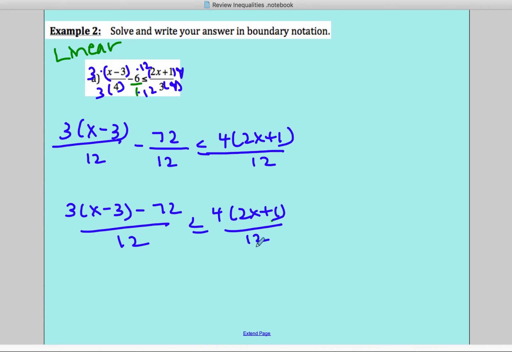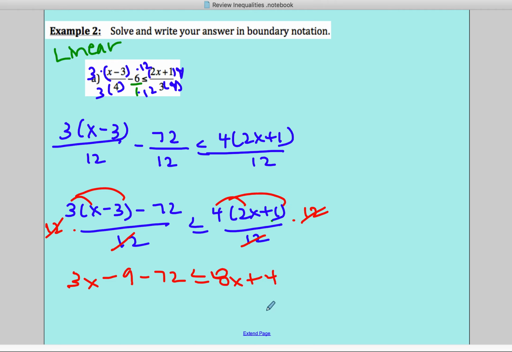Okay. So now this is nice because if I were to multiply both sides by 12, my denominators will be gone. Okay, so whenever you have fractions, your goal is to get a common denominator, and then you can multiply both sides by it, and the denominators will cancel out. So those will cancel. Then we would have 3x minus 9 minus 72 less than or equal to, distributing here, 8x plus 4. And as you guys can see, now we're back to a nice linear equation that looks more familiar to you.